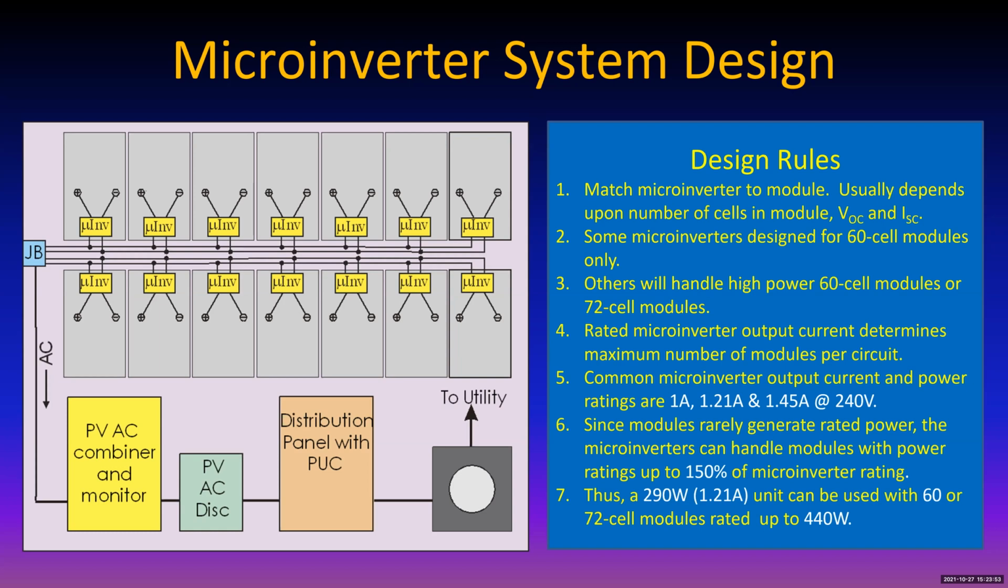The rated microinverter output current determines the maximum number of modules per circuit, because normally the circuits are only allowed 20 amps. That is 20 amps of overcurrent protection, which means your current in the circuit can't exceed 16 amps. So with the common microinverter output ratings of 1 amp, 1.21 amps, 1.45 amps at 240 volts, you can have 16 of the 1 amp inverters, 13 of the 1.21s and 11 of the 1.45s, and not go over 16 amps.